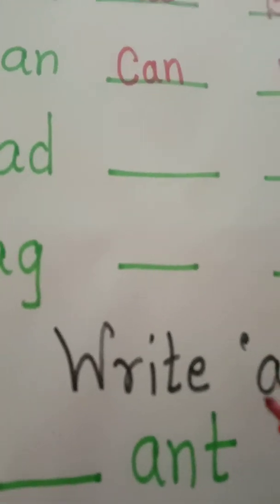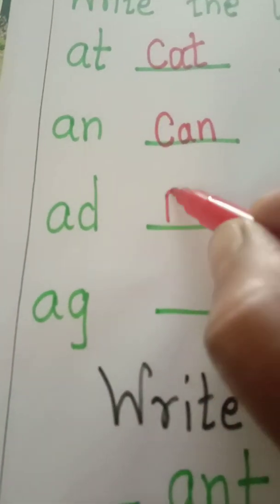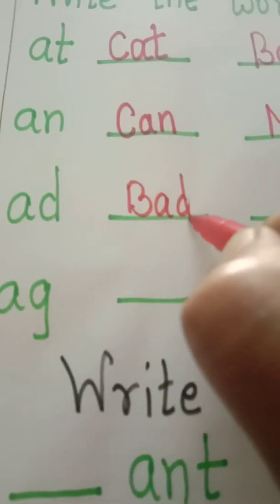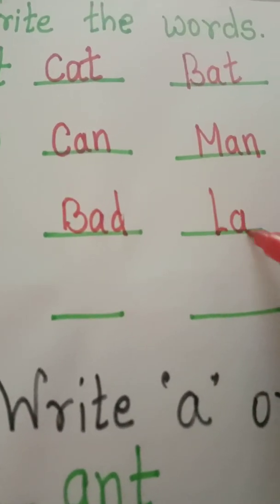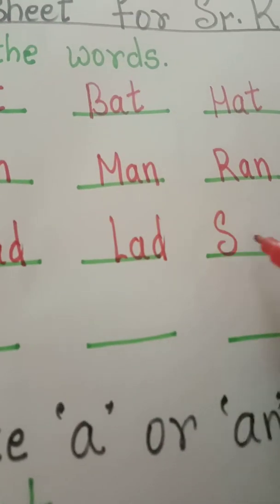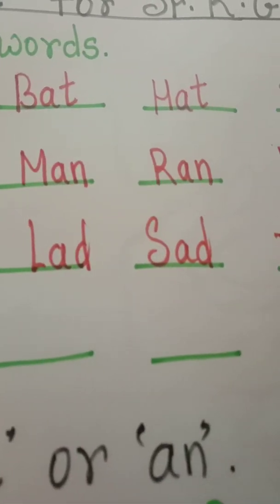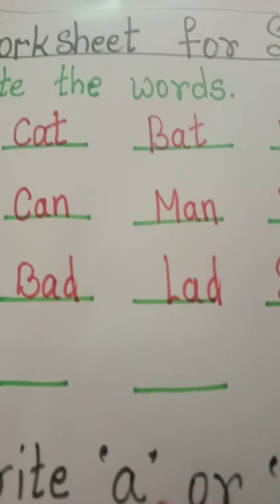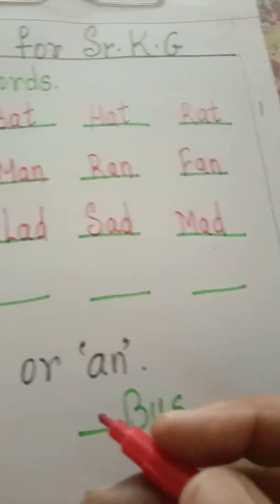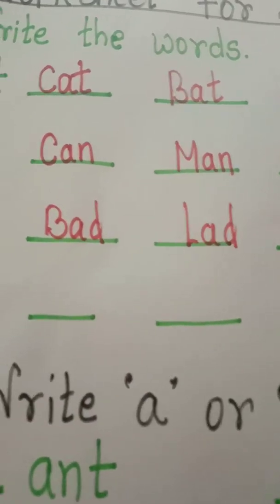Now ad, we can write BAD, bad, LAD, lad, SAD, sad. Then you can also write MAD, mad. Okay, we just have to make some rhyming words and the words ending with these 2 letters.